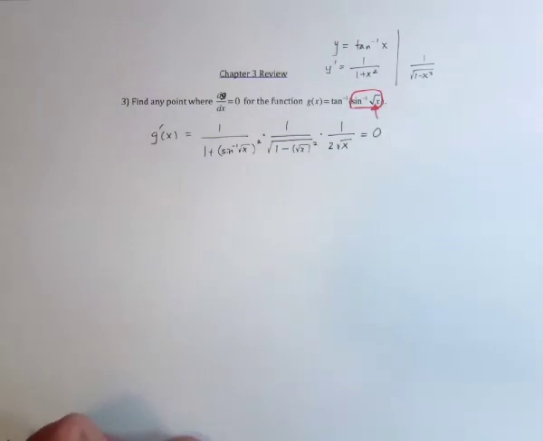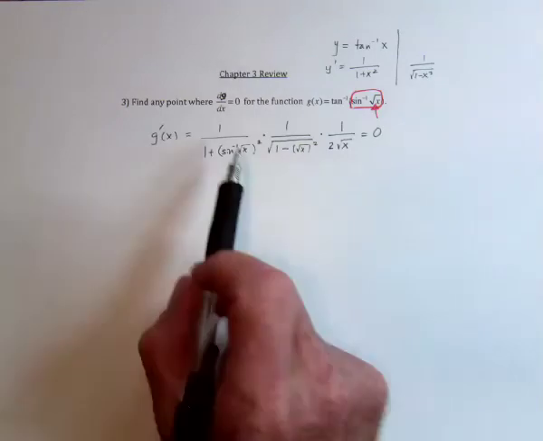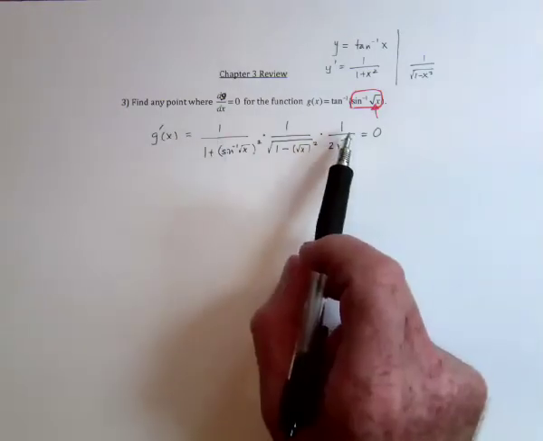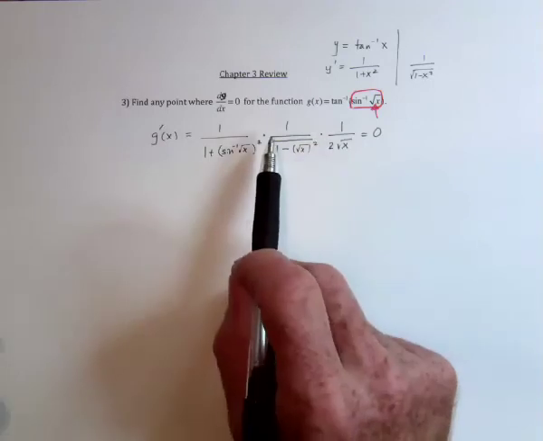And good thing I've already done all the hard work. Because now I can just look at it and say there is nowhere where the derivative equals 0. So in order for a fraction to equal 0, the top has to equal 0. But the top doesn't even have a variable in it.